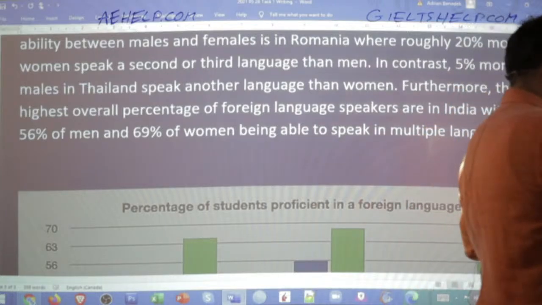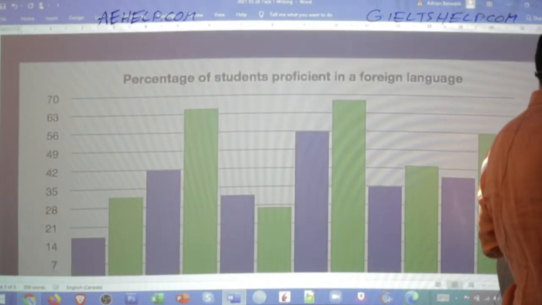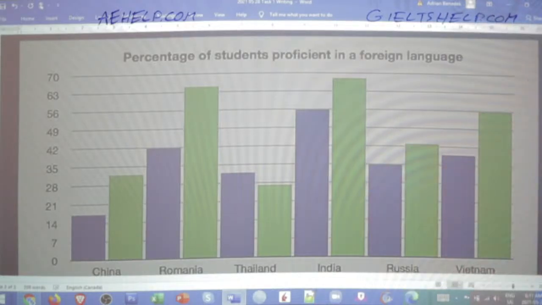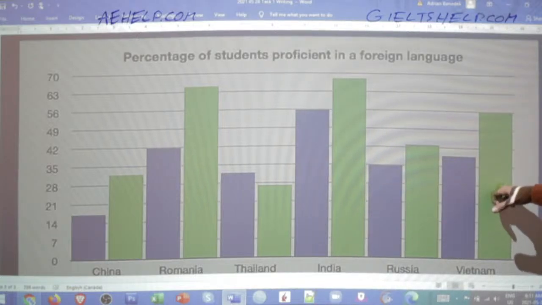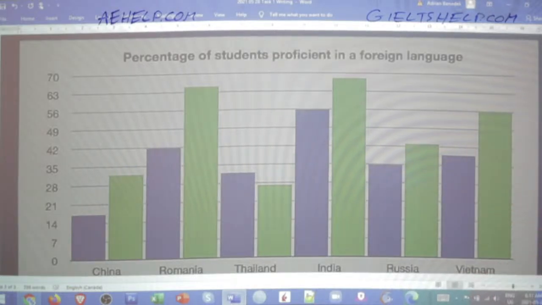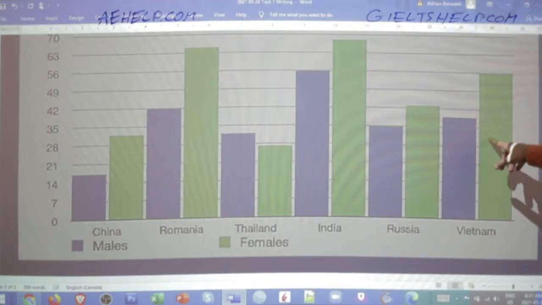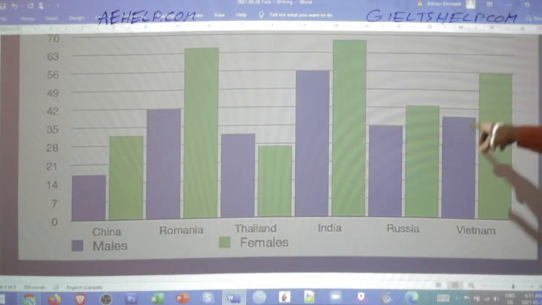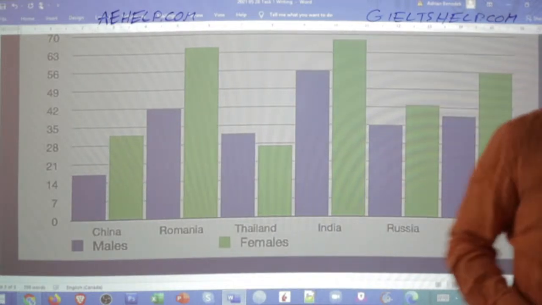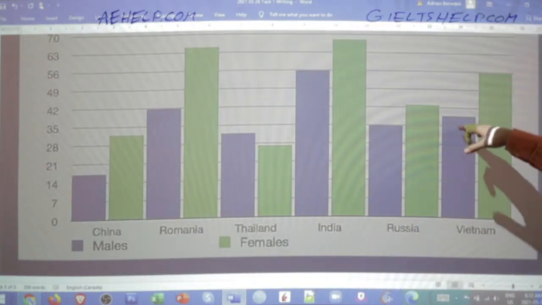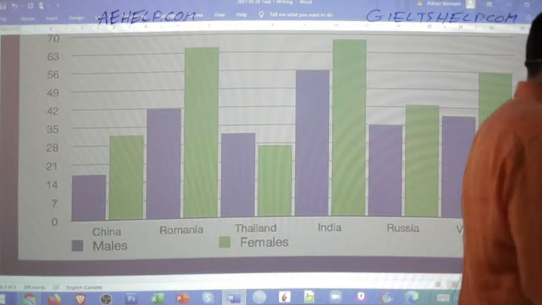All right, so now I'm going to go to third position, Vietnam. Fourth position, Russia. And fifth position, China. Okay. So let's go to Vietnam. Okay. Vietnam, over half of women speak a foreign language and over a third of men speak a foreign language. Okay, so again, interpretation, not always just percentages like 56 and 38. Okay, all right.